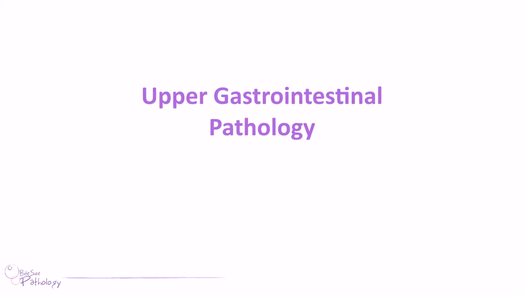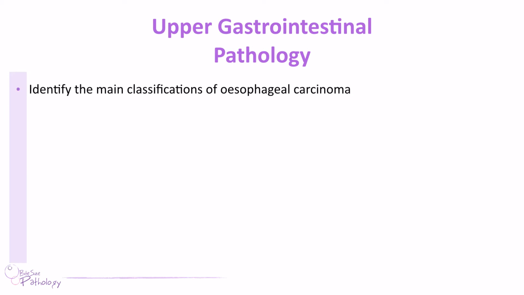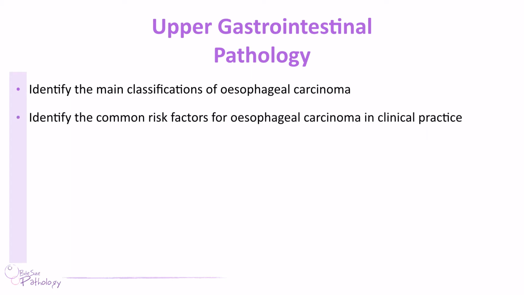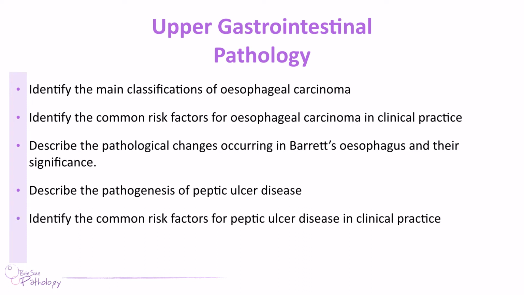So what are we going to cover today? Well, first of all, we're going to be talking about esophageal cancer. We're going to identify some of the main classifications of esophageal cancer. We'll look at the common risk factors for esophageal carcinoma that you'll encounter in clinical practice, and then we'll describe some of the pathological changes that you see in a condition that's known as Barrett's esophagus, and we'll talk about why that's significant. We'll then move on to looking at the pathogenesis of peptic ulcer disease, and we'll identify again some of the risk factors that are related to that, and finally we'll cover some pathology related to pancreatic carcinoma.